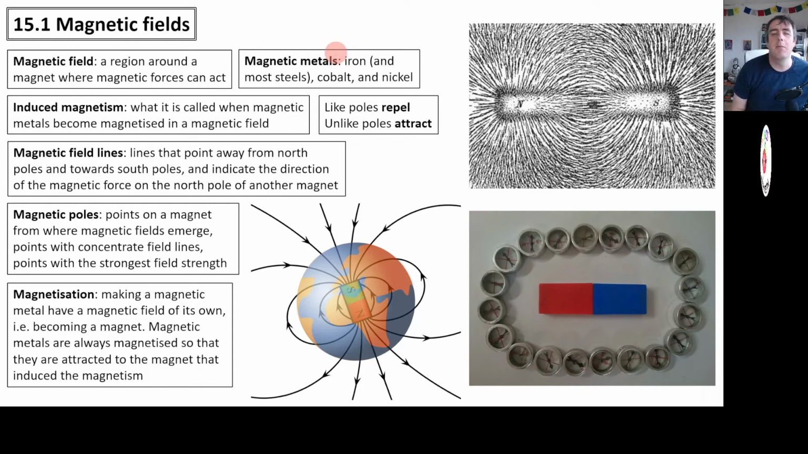We did mention poles, so I'll skip field lines for a second. Magnetic poles are points on magnets where the magnetic field is most strong, where the magnet is strongest, if you like. So there are north poles and south poles of magnets. That's the terminology we use. We don't talk about positive and negative. We do talk about north and south.